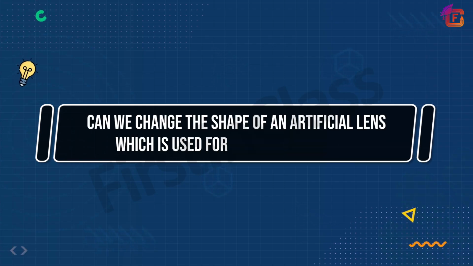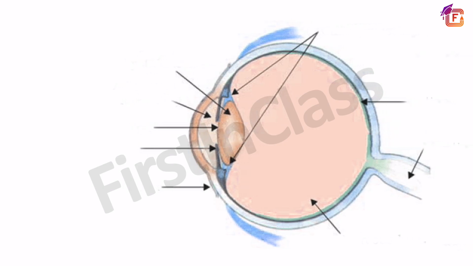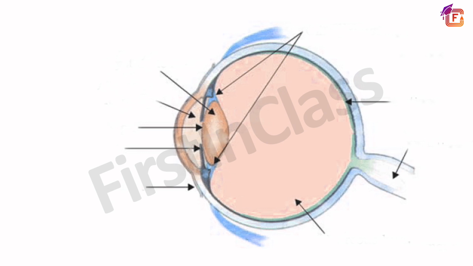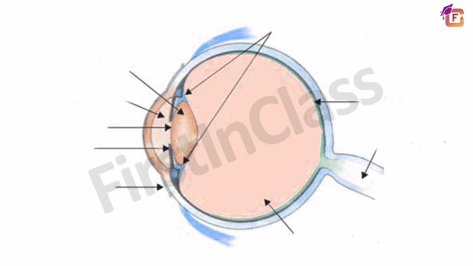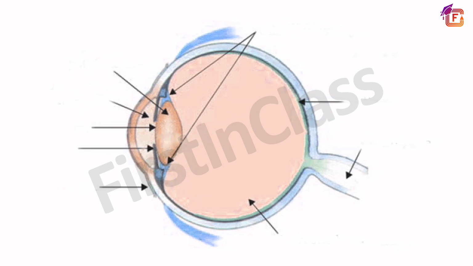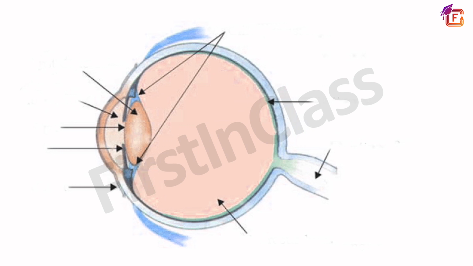Can we change the shape of an artificial lens which is used for making spectacles? No, because they are stiff. So how does our lens do it? The eye lens can change its shape because it is composed of a fibrous jelly-like material. As a result, it is a bit flexible and the ciliary muscle can change its curvature to some extent. With the change in the curvature, the focal length also changes.